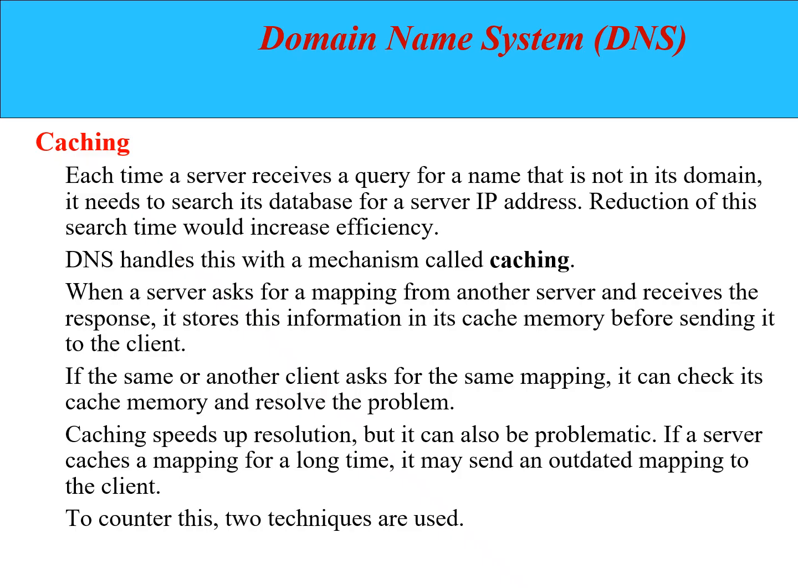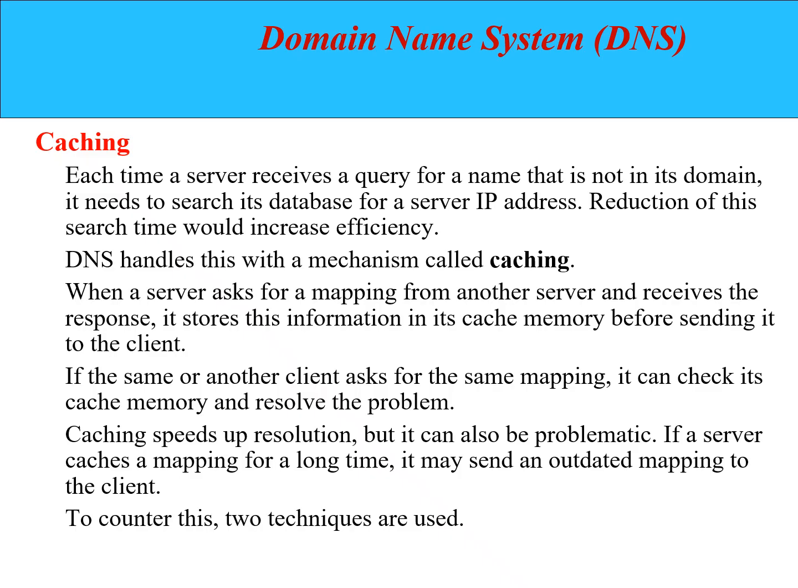Each time a server receives a query for a name that is not in its domain, it needs to search its database for a server IP address. Reduction of this search time would increase the efficiency. DNS handles this with a mechanism called caching. When a server asks for a mapping from another server and receives the response, it stores this information in its cache memory before sending it to the client. If the same or another client asks for the same mapping, it can check its cache memory and resolve the problem. So caching speeds up the resolution, but it can also be problematic.